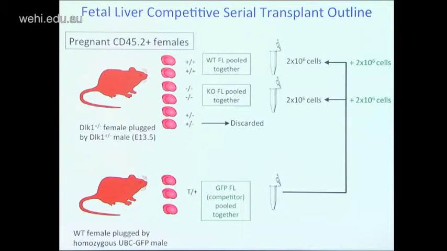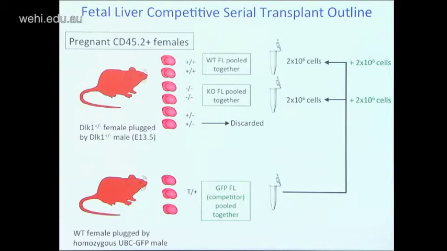So, as I've said, I really wanted to look at the function or the role of Dlk1 in the stem cells. And to look at this, I've done a fetal liver competitive serial transplant assay, which is a little bit complicated, so I'll just take you through it. So here on the left are the 45.2 positive donors. In all of my experiments throughout my PhD project, all the donors are 45.2 positive and recipients are 45.1 positive.